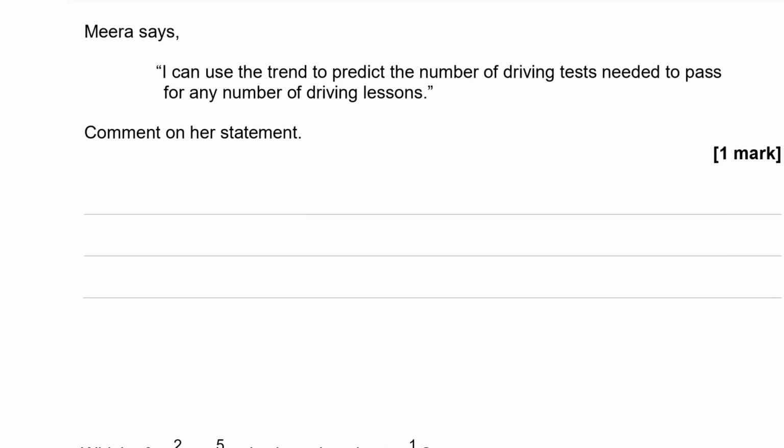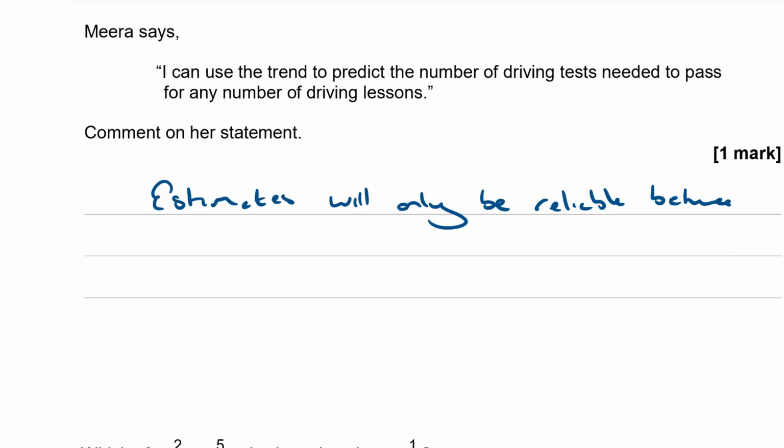So I'm going to write here that estimates will only be reliable, sorry, reliable between the range of the data, which we said was 30 to 65 lessons.